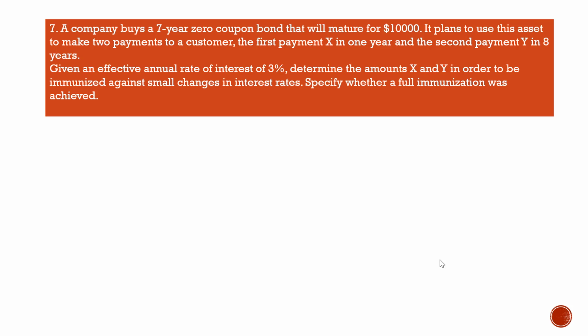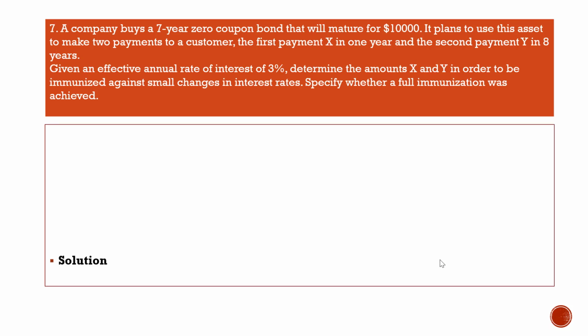The last problem. A company buys a 7-year zero coupon bond that will mature for 10,000. It plans to use this asset to make two payments to customers. The first payment is X in 1 year, and the second payment is Y in 8 years. Given an effective annual rate of interest of 3%, determine the amounts X and Y in order to be immunized against small changes in interest rates. Specify whether full immunization was achieved.